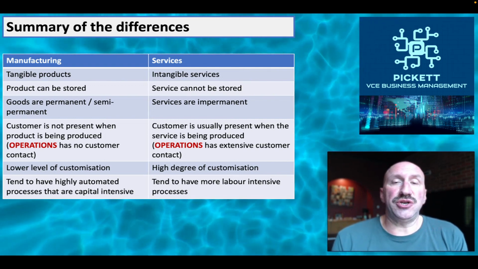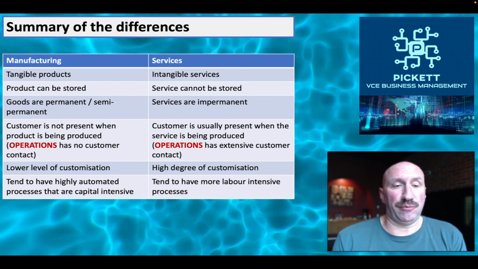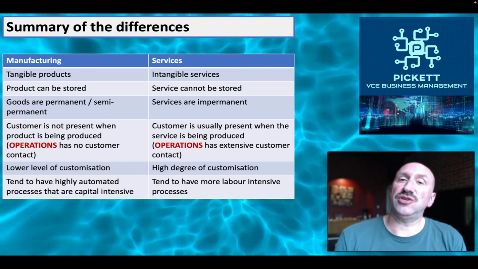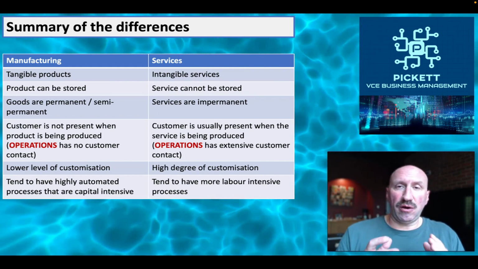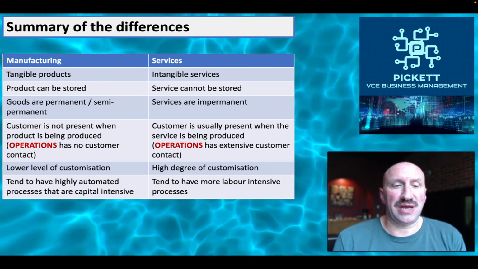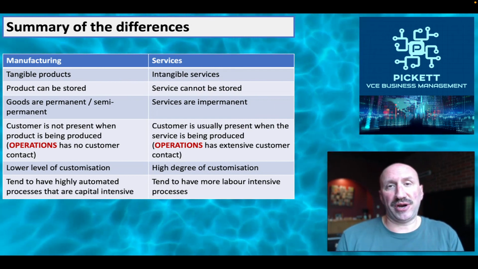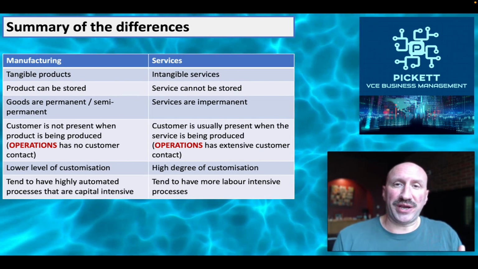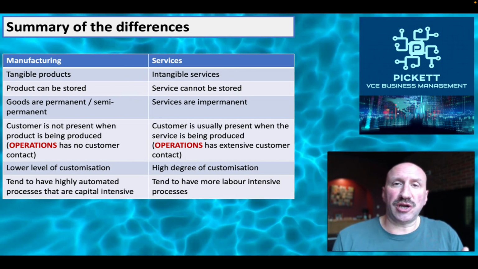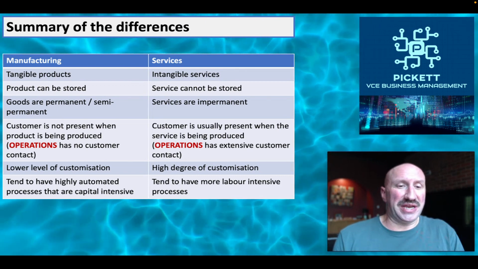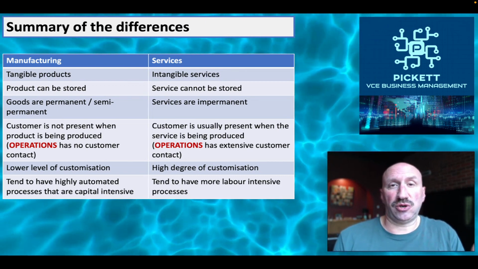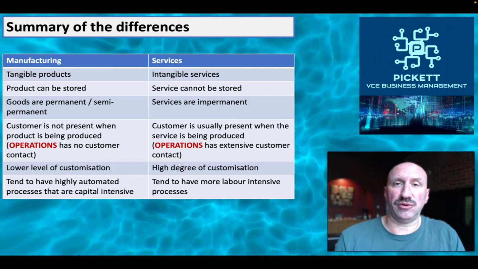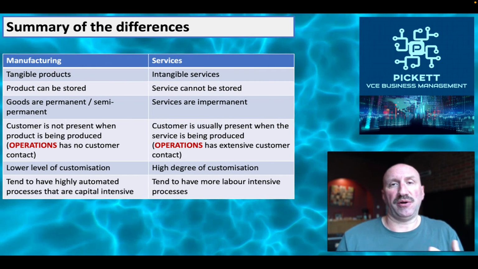The customer is not present when products are being produced, whereas customers are usually present when the service is being produced. Now, I've got a little bit of red in there. Operations has no customer contact, and operations has extensive customer contact. You need to be careful the way you word this in answers. Don't go putting the business has no customer contact for manufacturing, because the business may well have customer contact. It's just not the operations part of the business that does.